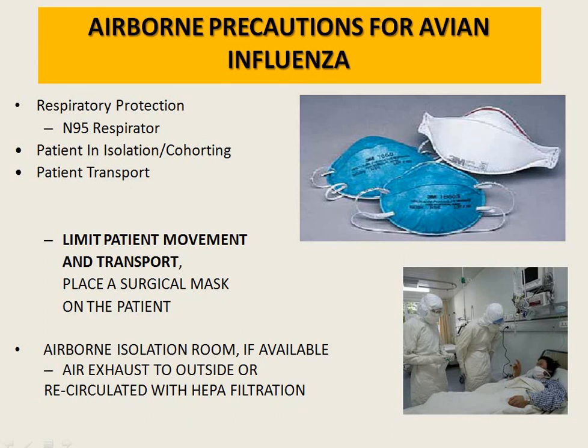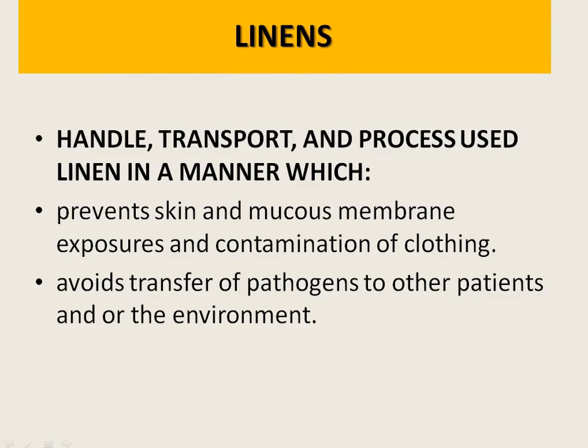So, the airborne precautions for avian influenza: we need an N95 respirator, patient in isolation, cohorting, patient transport, limit patient movement and transport, place a surgical mask on the patient, airborne isolation room if available, in which we have air exhaust to outside or recirculate with HEPA filtration. HEPA filters are very common now, and these definitely help to decrease the infection and filter the air. So, there are a lot of filters available. We can use room air HEPA filters, and these definitely decrease the infection.